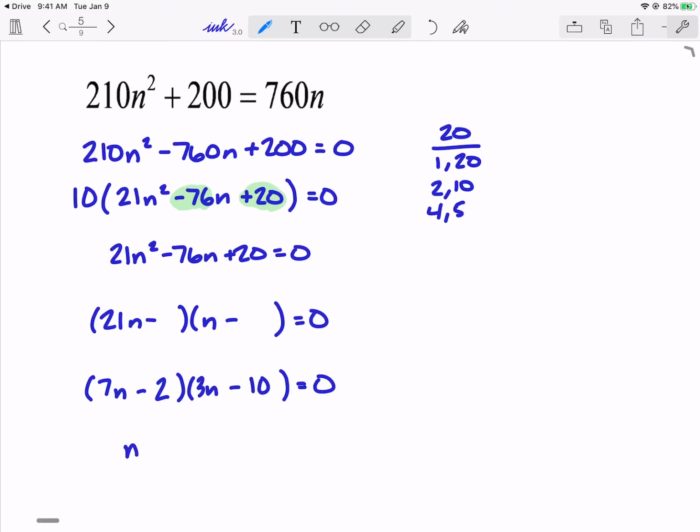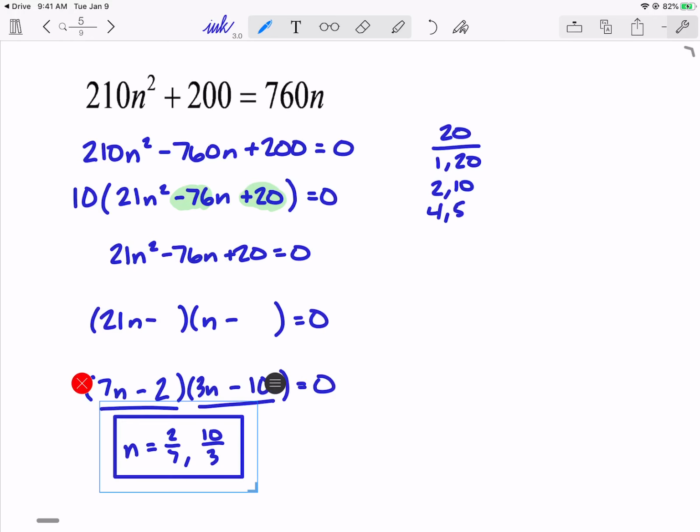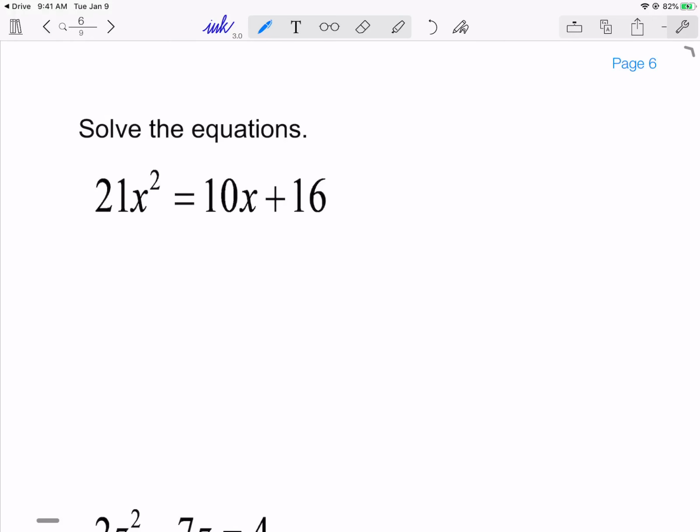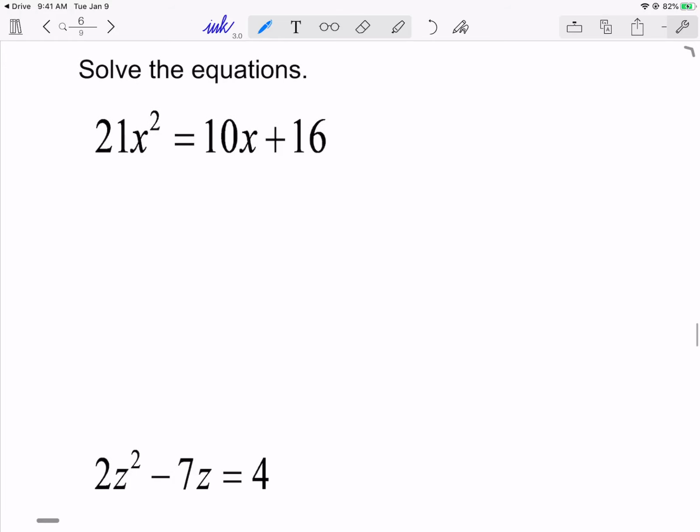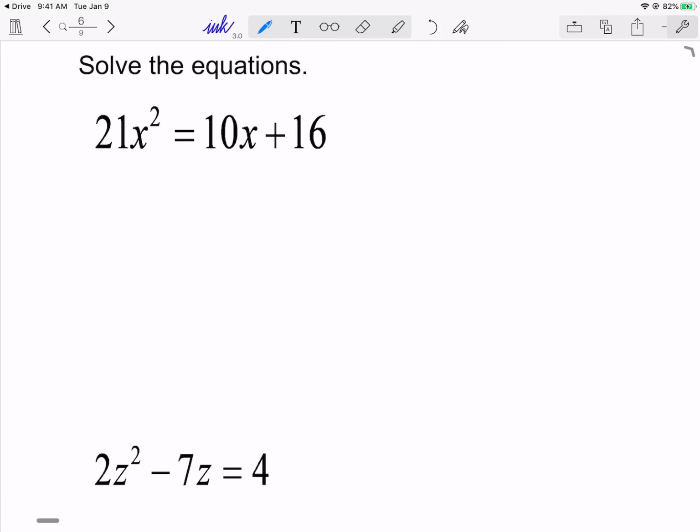So now I'm setting each of these factored pairs equal to 0. First one gives me add 2, divide by 7. Second one gives me add 10, divide by 3. So my solutions are 2/7 and 10/3. Alright, so this is mostly just practice of factoring. Alright, now I got another one.